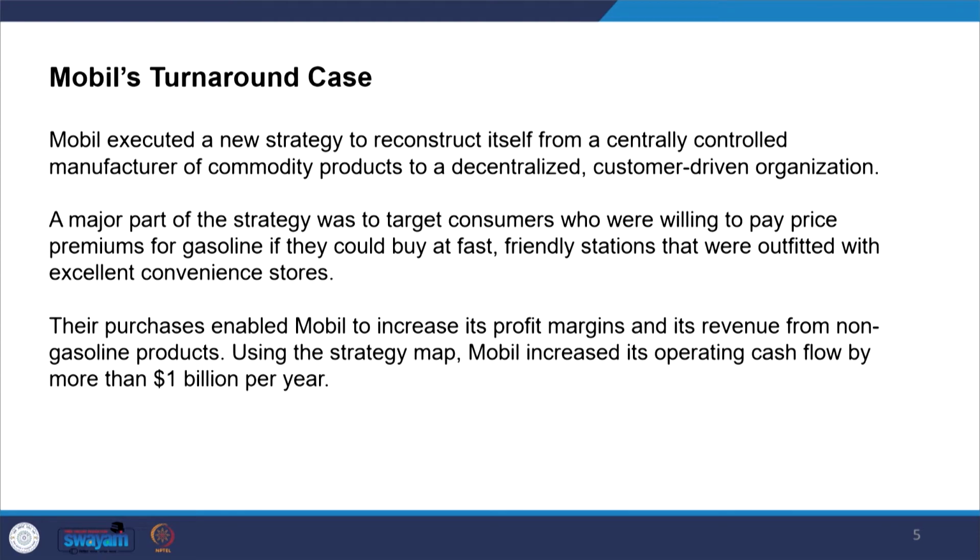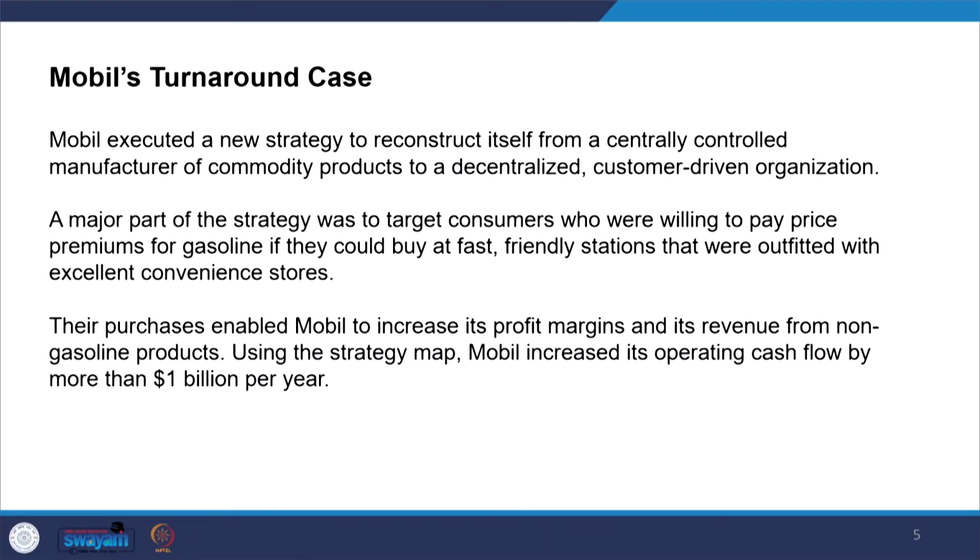Now, what exactly was this case? Mobil executed a new strategy. This company was into oil and lubricants. Mobil executed a new strategy to reconstruct itself from a centrally controlled manufacturer of commodity products to a decentralized, customer driven organization. As you know, oil and gas are generally commodity products, so there is nothing that you can differentiate. Generally you do not do any branding for that, very rarely.